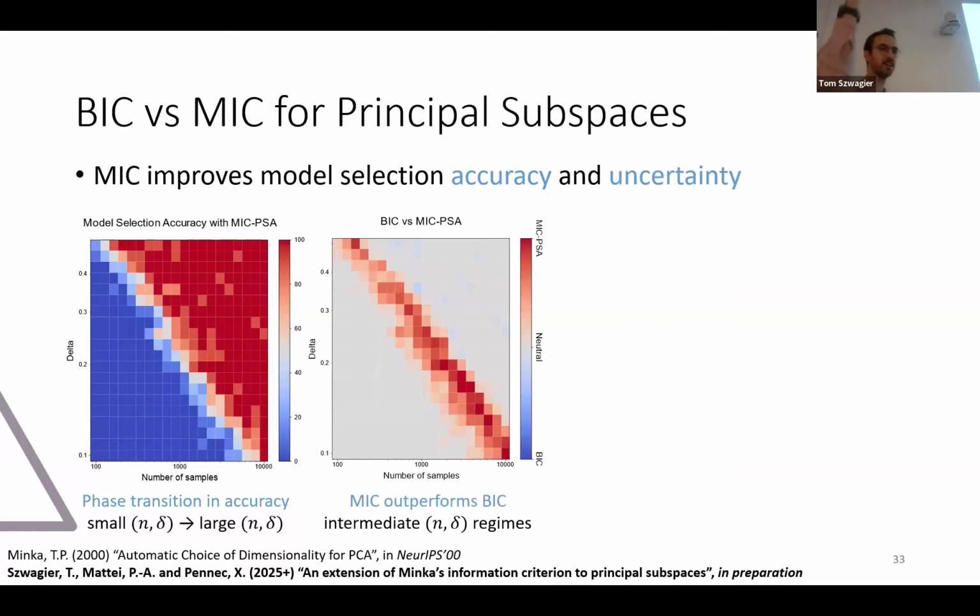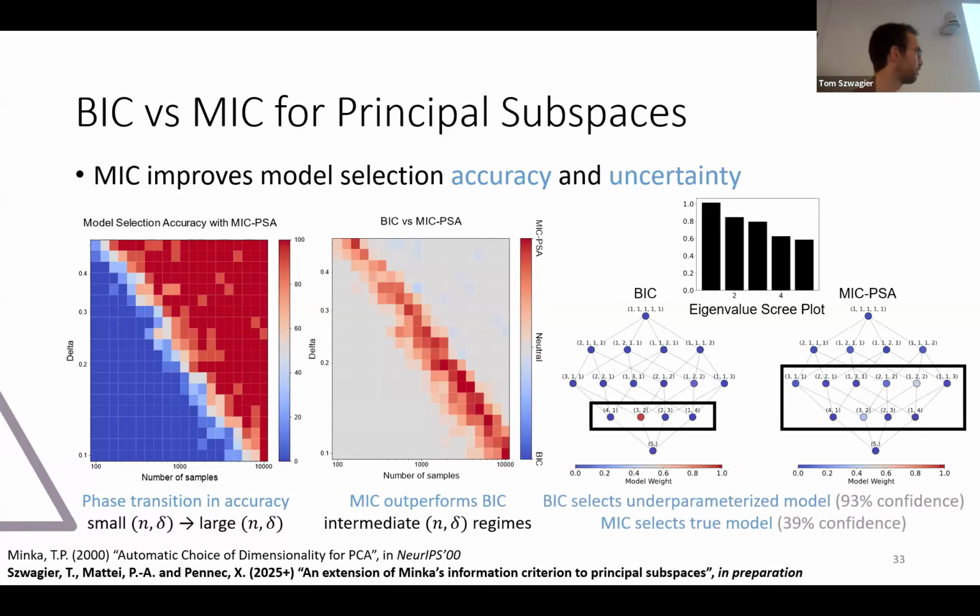And the frontier is much below the one of the BIC, meaning that the model selection accuracy for the MIC is better than the BIC in some intermediate regimes. And also, our criterion better handles model selection uncertainty in the sense that the BIC often tends to select underparameterized models with high confidence, while ours will better balance the posterior probabilities between the models it hesitates on.